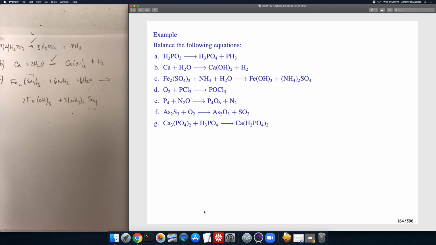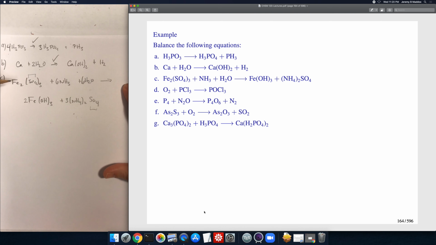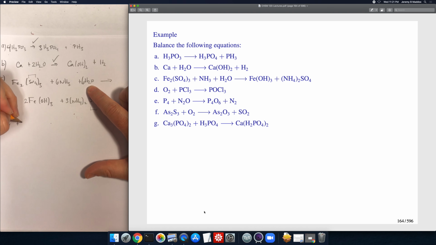And now what we want to do is hope and pray that we've got the hydrogens balanced, because there's nothing left for us to mess with. And so let's figure out if the hydrogens are balanced. So we've got 6 times 3, that's 18 hydrogens on the reactant, plus 6 times 2, that's another 12, for a total of 30 hydrogens on the reactant side.